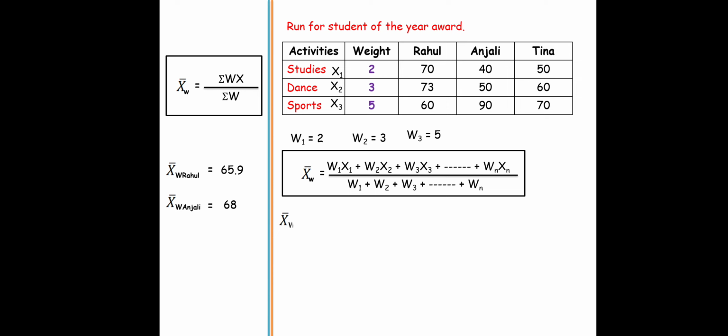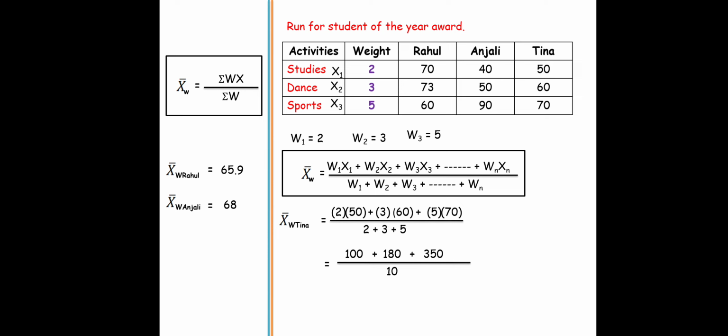Next, the weighted mean of Tina. W1 is 2 multiplied by x1 of Tina, which is 50, plus W2 is 3 into x2 of Tina, which is 60, plus W3 is 5 into x3 of Tina, which is 70, divided by 2 plus 3 plus 5. That equals 2 into 50 is 100, plus 3 into 60 is 180, plus 5 into 70 is 350, the whole divided by 10. Now add all: 100 plus 180 plus 350 is 630, divided by 10, that is 63. So the weighted mean of Tina is 63.